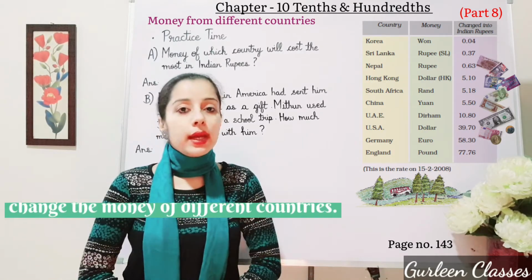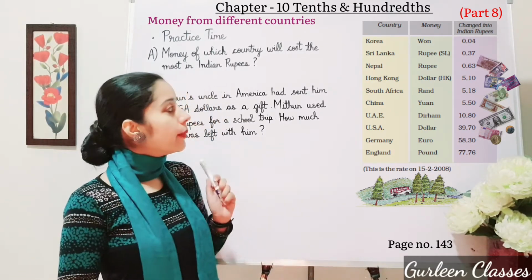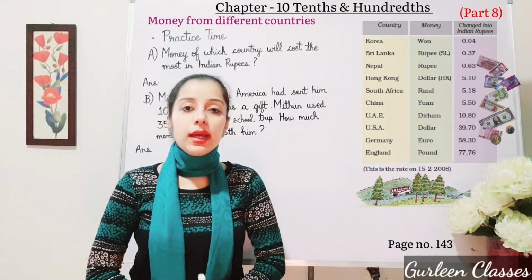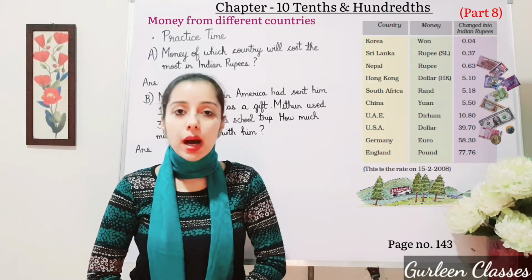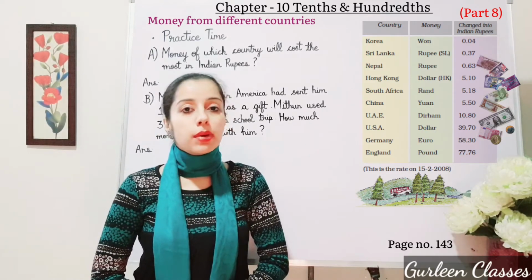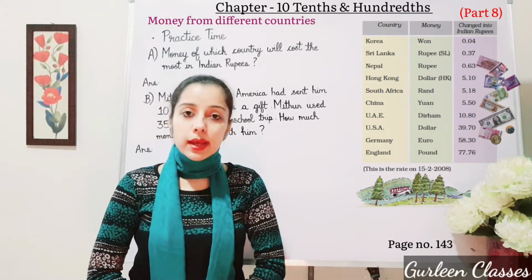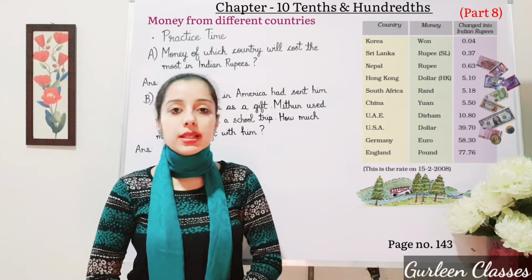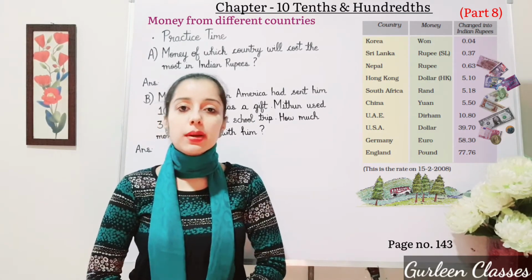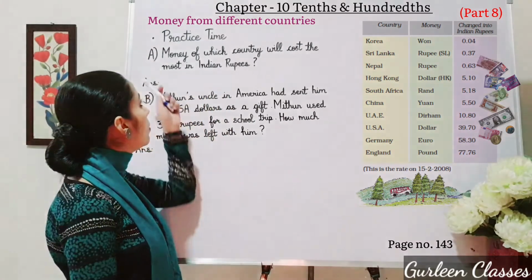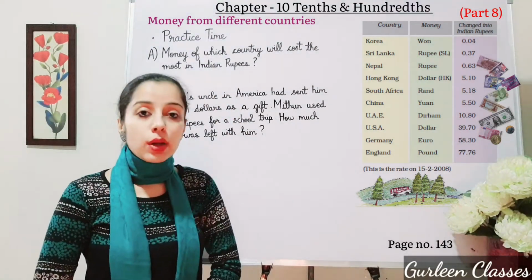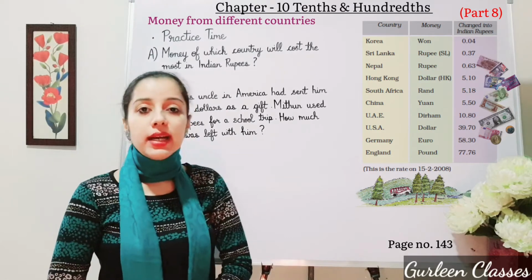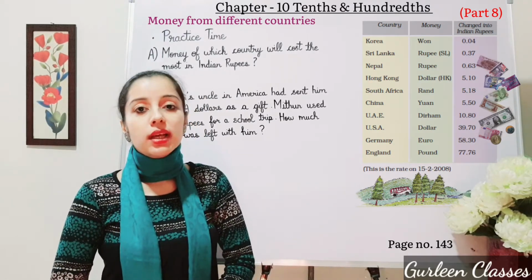Now in your books you can see country, money and change into Indian rupees. Like country England, money used is pound. Country Germany, money used is euro. America, dollar. India, Nepal, rupee. So on the basis of this chart, let us do question number 1, A part. Here, money of which country will cost the most in Indian rupees? Students, see the chart and tell me which country costs the most in Indian rupees.